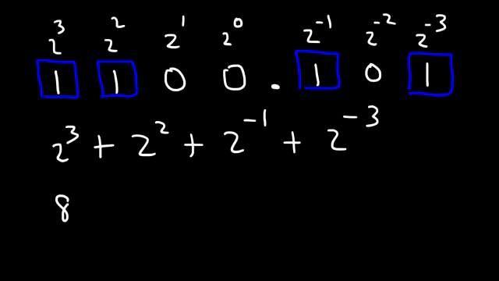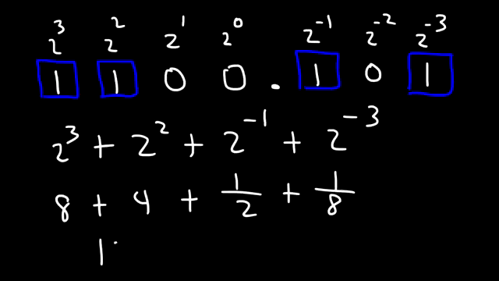Now 2 to the third is 8, and 2 squared is 4. But now what is 2 to the minus 1? We know 2 to the first power is 2, so 2 to the negative first power is 1 over 2. Now 2 to the third is 8, so 2 to the negative third is going to be 1 over 8. And so 8 plus 4 is 12, and then we have 1/2 plus 1 over 8.